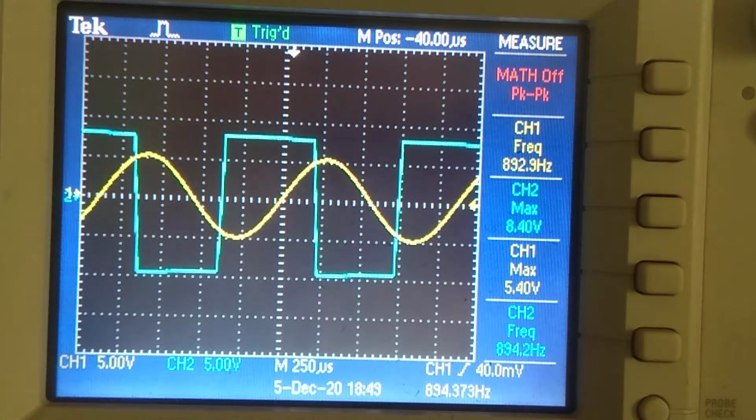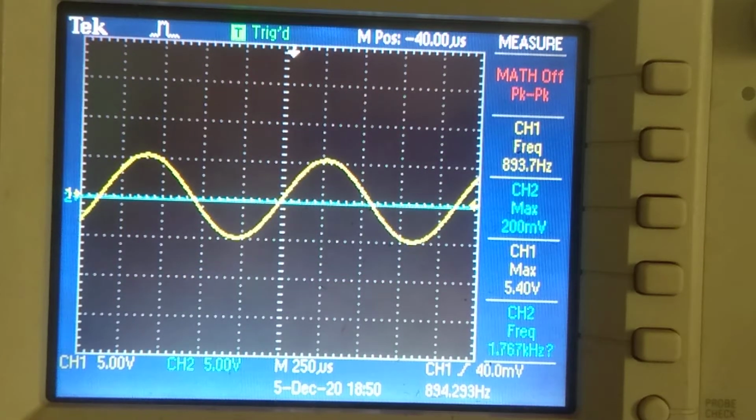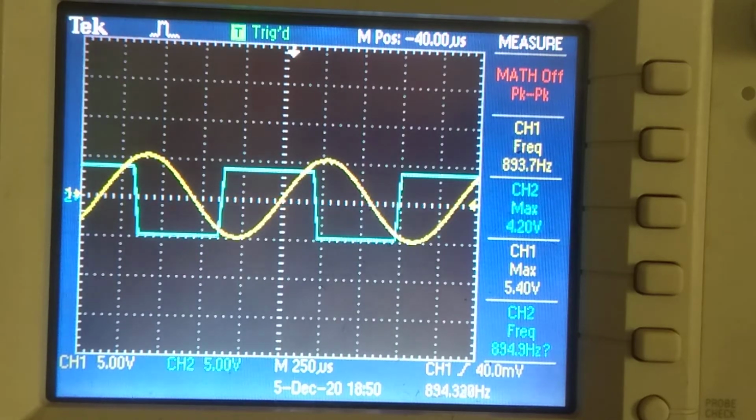Now we are going to check the plus and minus V sat point. I am going to connect the blue terminal to terminal 3, so that it will give a plus and minus V sat.